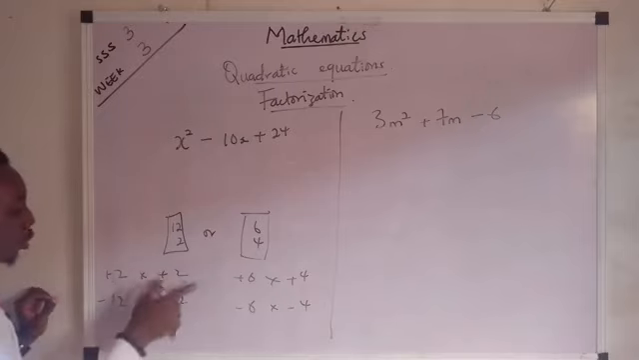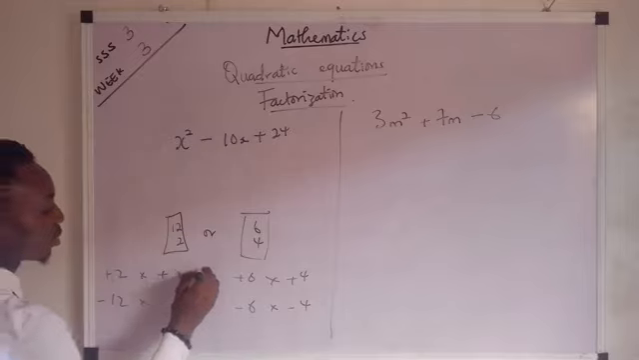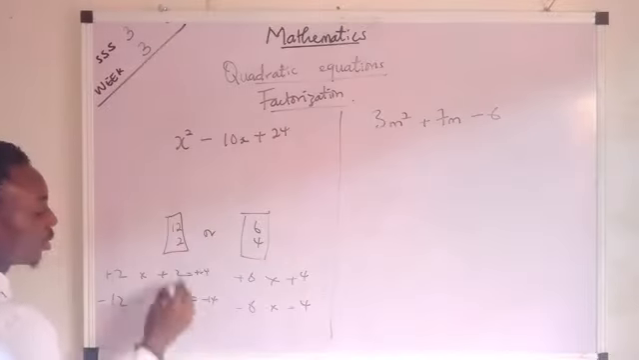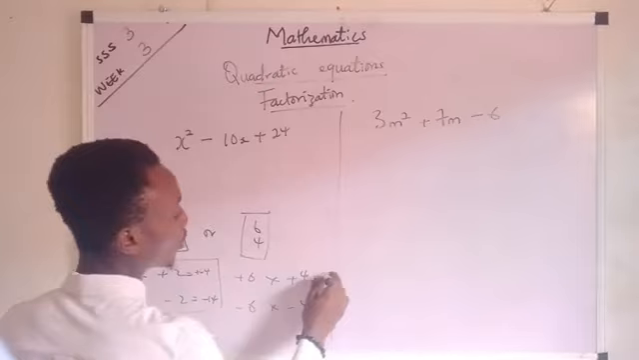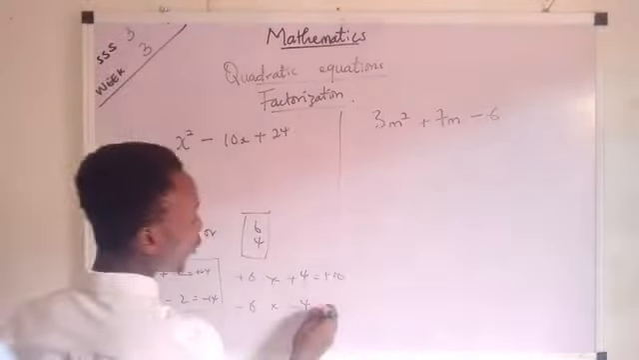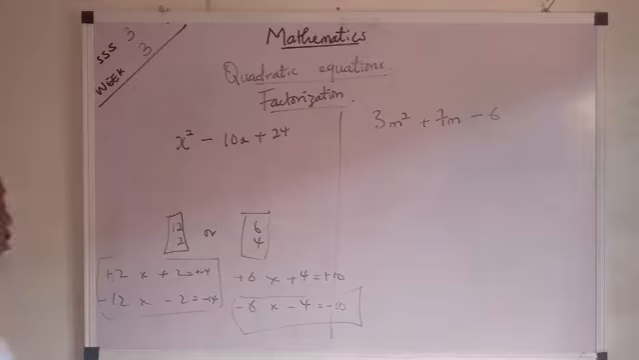Now 12 plus 2 will give us plus 14. Minus 12 minus 3 will give us minus 14. So these two do not work. Plus 6 plus 4 will give us what? Plus 10, which is not this. Minus 6 minus 4 will give us what? Minus 10. So this is the best option that we have. In fact, the only option that we actually have.